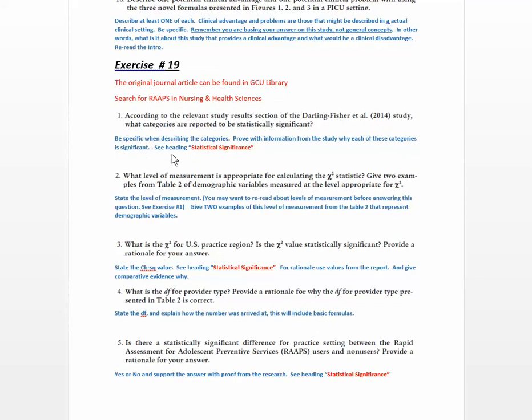But again, we're talking about statistical significance, so don't forget to actually state the p-value and then give information with regard to its comparison to 0.05.